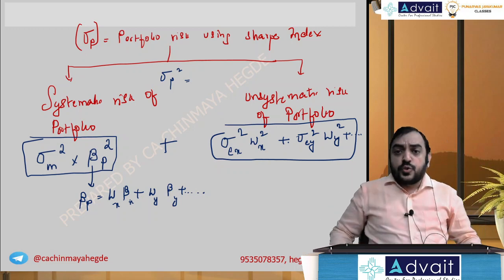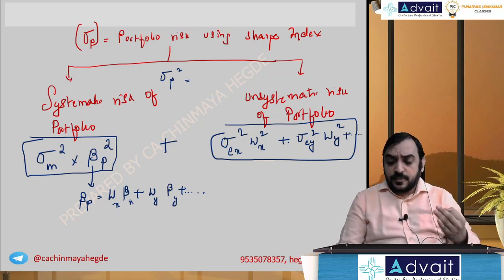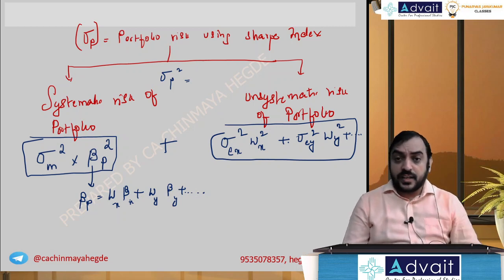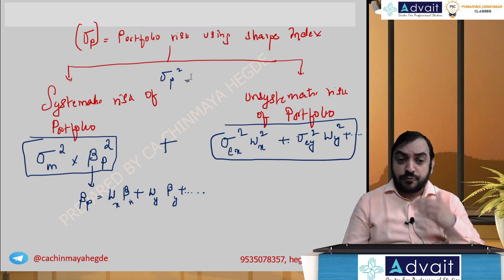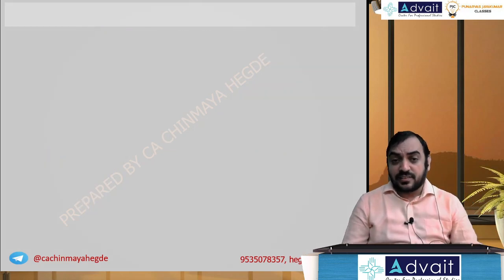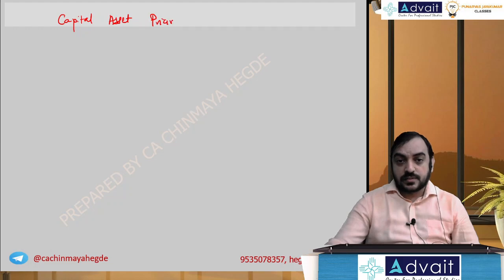Okay. So we have done Markowitz, we have done CAL, CML, characteristic line, and portfolio risk using Sharpe index, systematic risk, and even about beta. And now comes the most important formula from the exam point of view as well as the practical application point of view, and that is the security market line, also called CAPM, Capital Asset Pricing Model, CAPM.